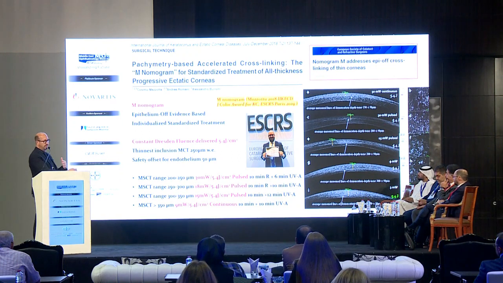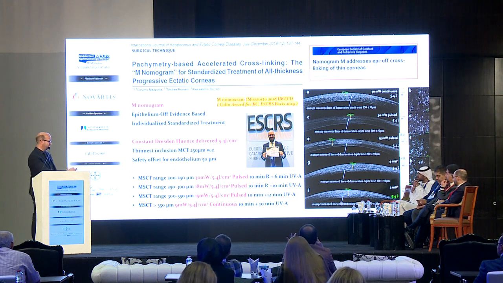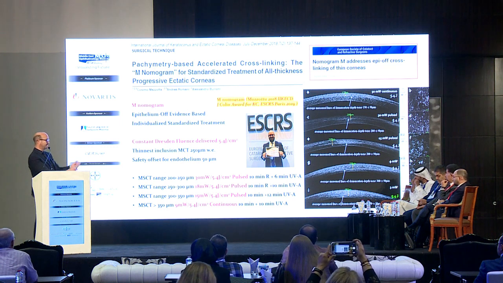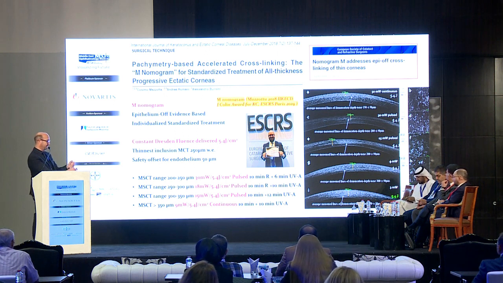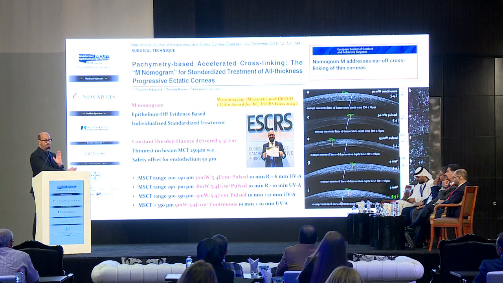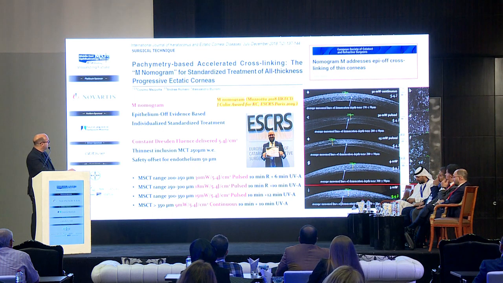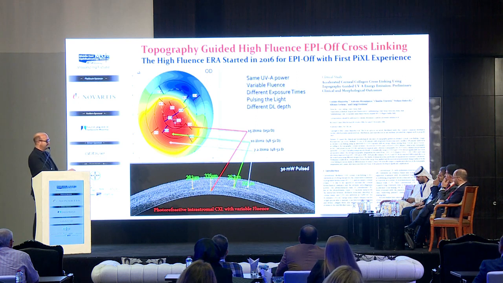that is based on a very long-term follow-up, you can treat each ectasia, each pachymetry, changing the UVA power and changing the exposure time, but maintaining constant the fluence, 5.4 in any case, so you don't lose biomechanical effect. This is really, really important if you want to stabilize your ectasia, because our goal is to stop the disease. You change the power and the time, but you give the same fluence.